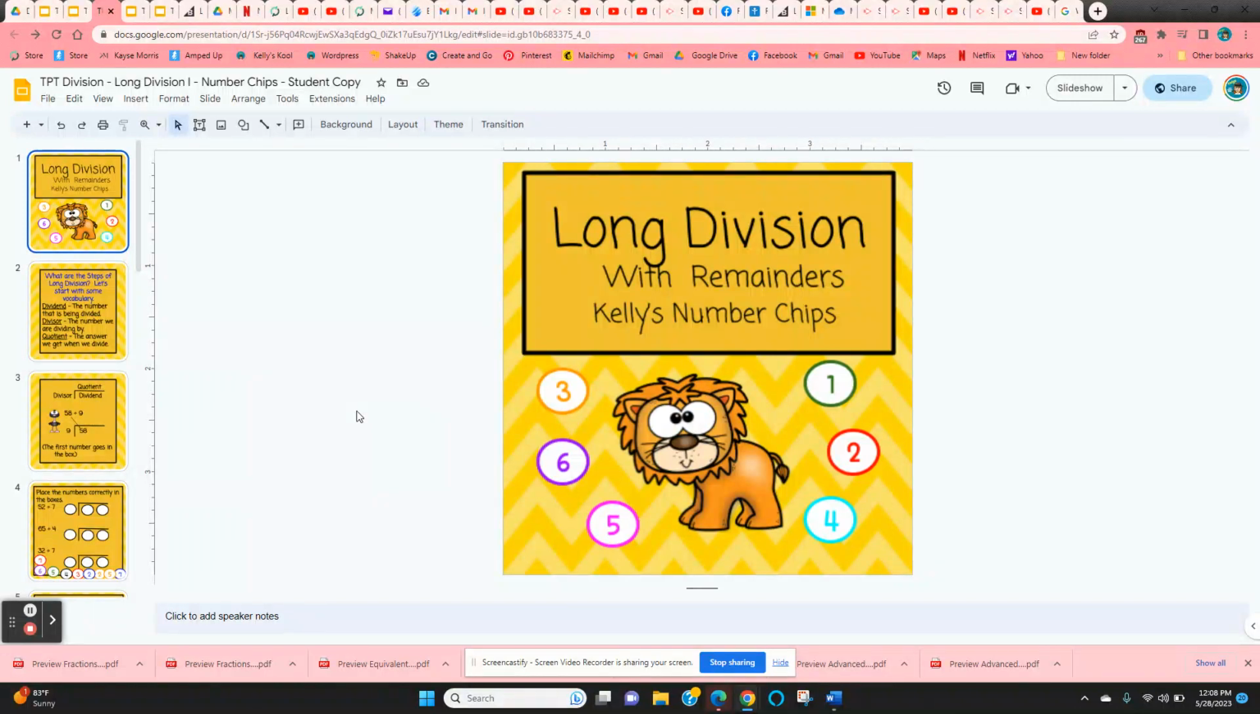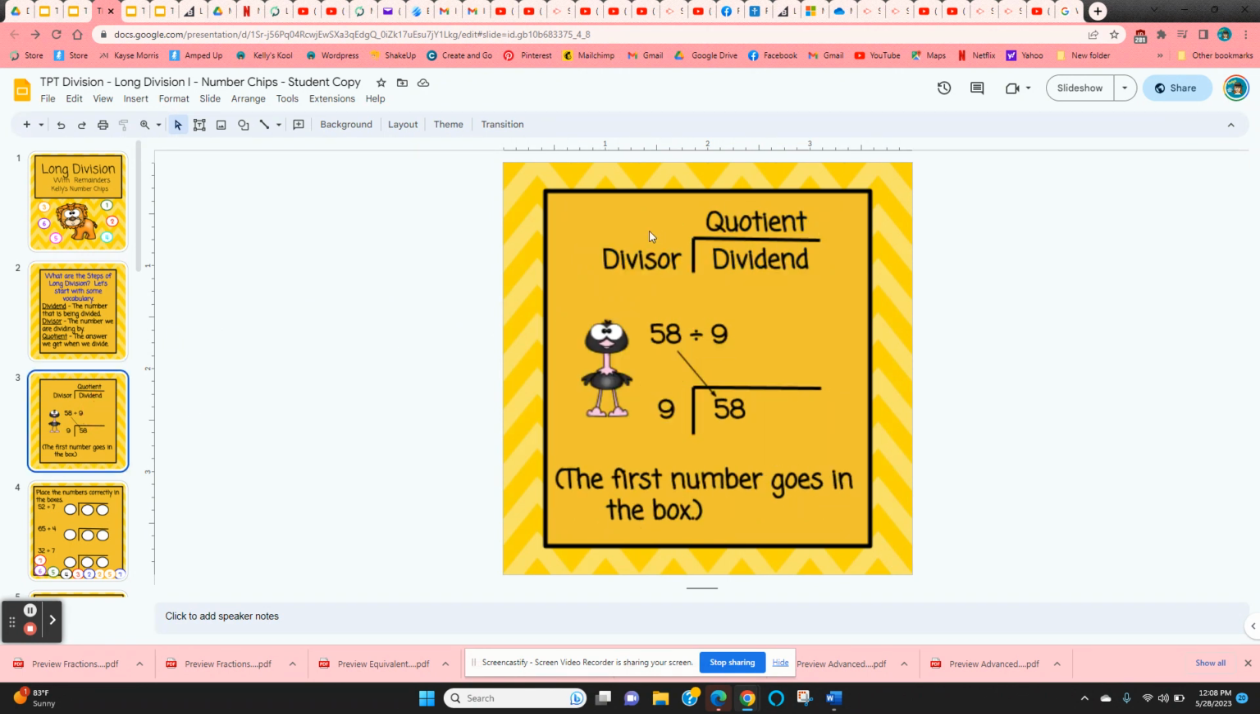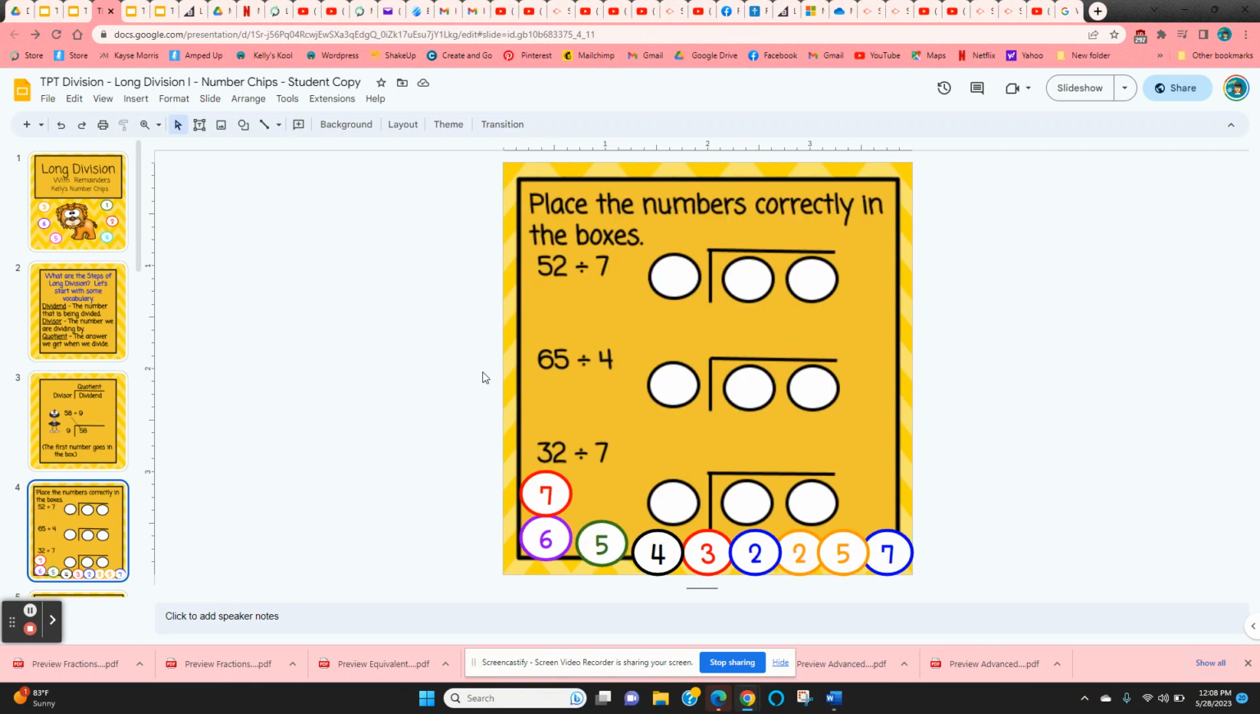Long division with remainders using Kelly's number chips. So this is how it works. The lesson starts giving some vocabulary, the dividend, divisor, and quotient, and then it shows where each of those go in the division problem. So 58 divided by 9, the dividend is going to go inside the box, the first number. So it starts out having students just place the numbers correctly.